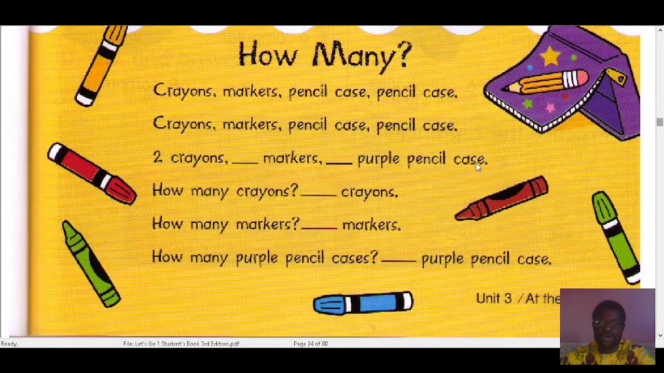Yeah. So I hope you did listen well. Here, you should have known how many crayons, how many markers, how many purple pencil cases. So you have to tell me all this. Everything is in the CD, okay?